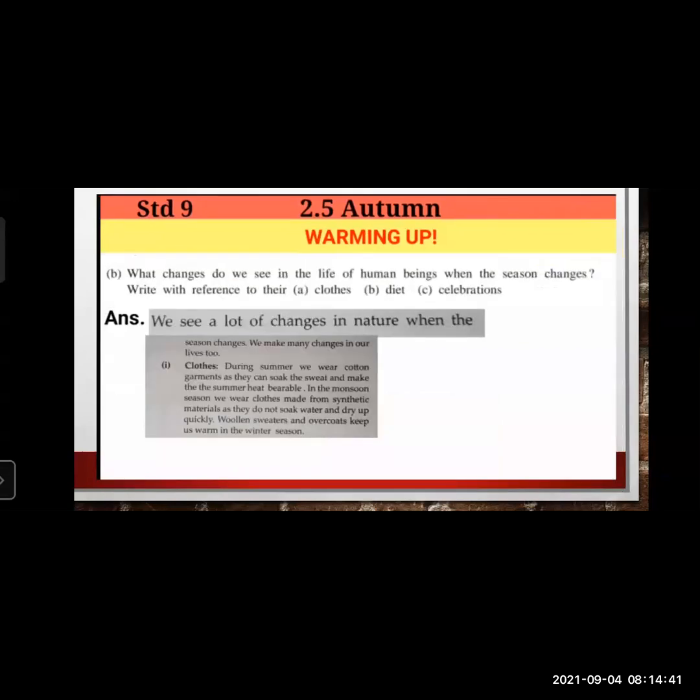So second question is, what changes do we see in the life of human beings when the season changes? Write the references, the first one. We have to write here about the clothes, what changes we have made. Then the second one we have to write about diet, and the third one is about celebration, how we celebrate each season. Students, what are the seasons in our life?